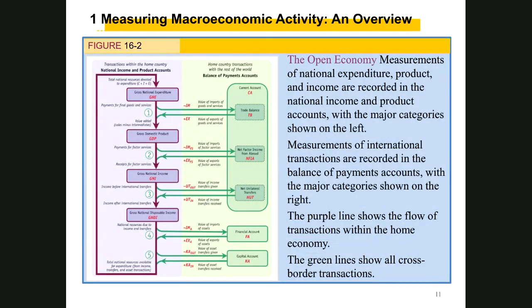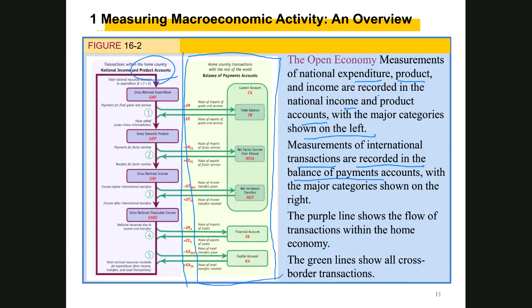Okay, so let's see. Measurement of the national expenditure, product, and income are recorded in the national income and product account, with the major categories shown on the left. Okay, so it's here, the purple one. Measurement of the international transaction are recorded in the balance of the payment of the account, with the major categories shown on the right. Right? So you can see what's the difference between left-hand side and the right-hand side, right? So this one, it's usually the money flow. This one, it's usually the goods or product flows.